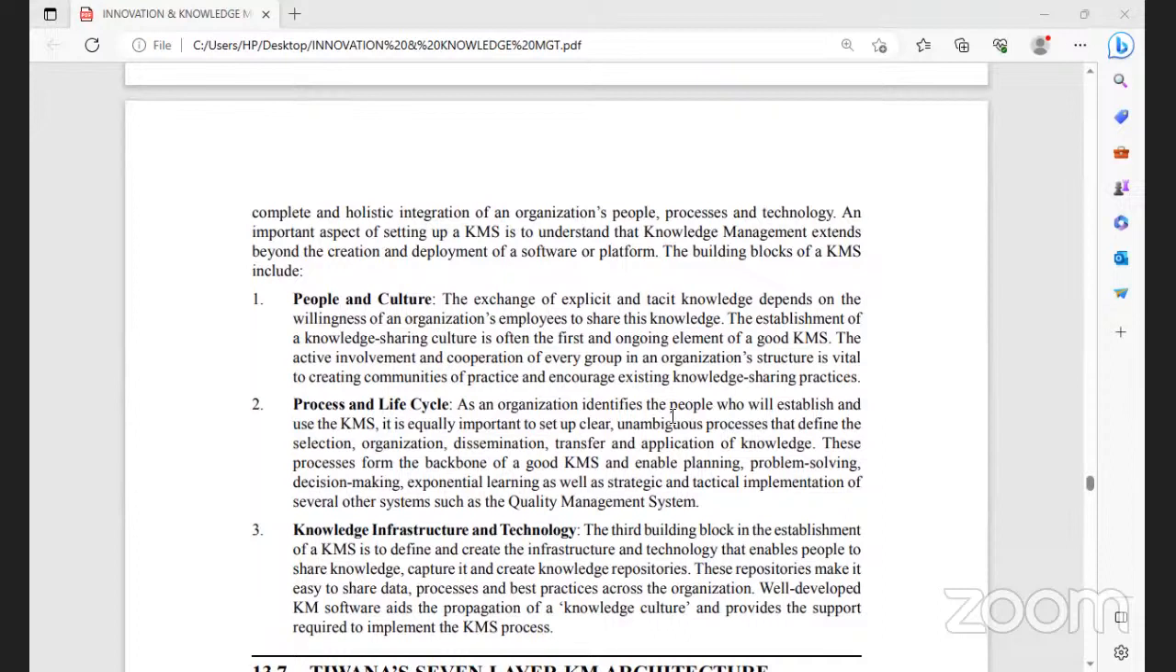People and culture. The exchange of explicit and tacit knowledge depends on the willingness of an organization's employees to share this knowledge. The establishment of a knowledge sharing culture is often the first and ongoing element of a good knowledge management system. The active involvement and cooperation of every group in an organization's structure is vital to creating communities of practice and encouraging existing knowledge sharing practices.